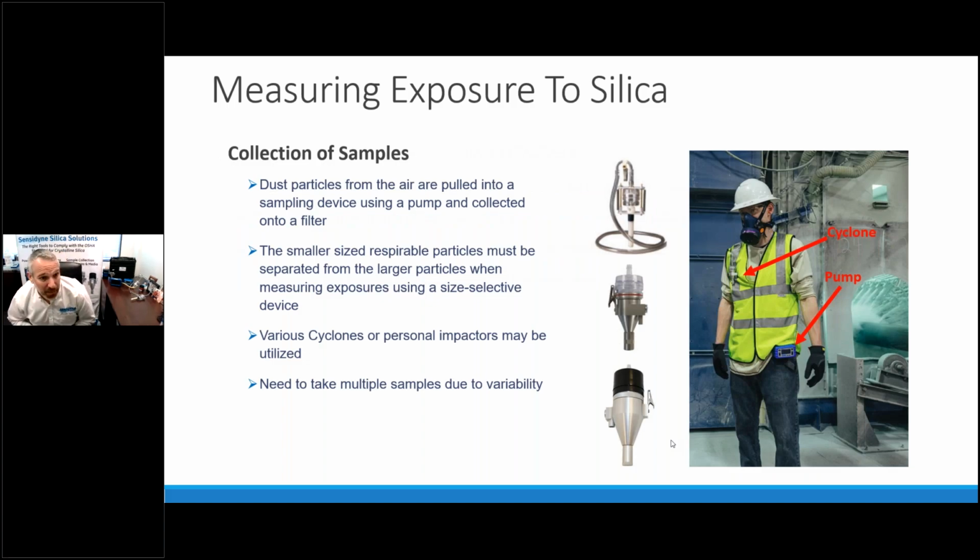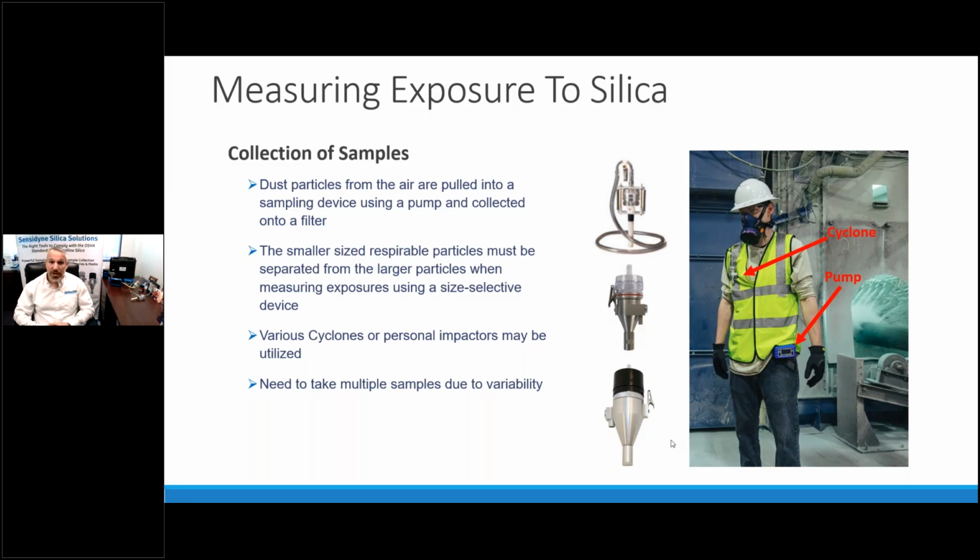So collecting samples. Yeah, I mentioned that we need to collect. We collect samples in a worker's breathing zone. Typically, we're using a form of a cyclone, and dust particles from the air are pulled into this device using an air sampling pump. It's pulled onto a filter, and then that filter gets sent off to a laboratory for both gravimetric weight as well as speciation.